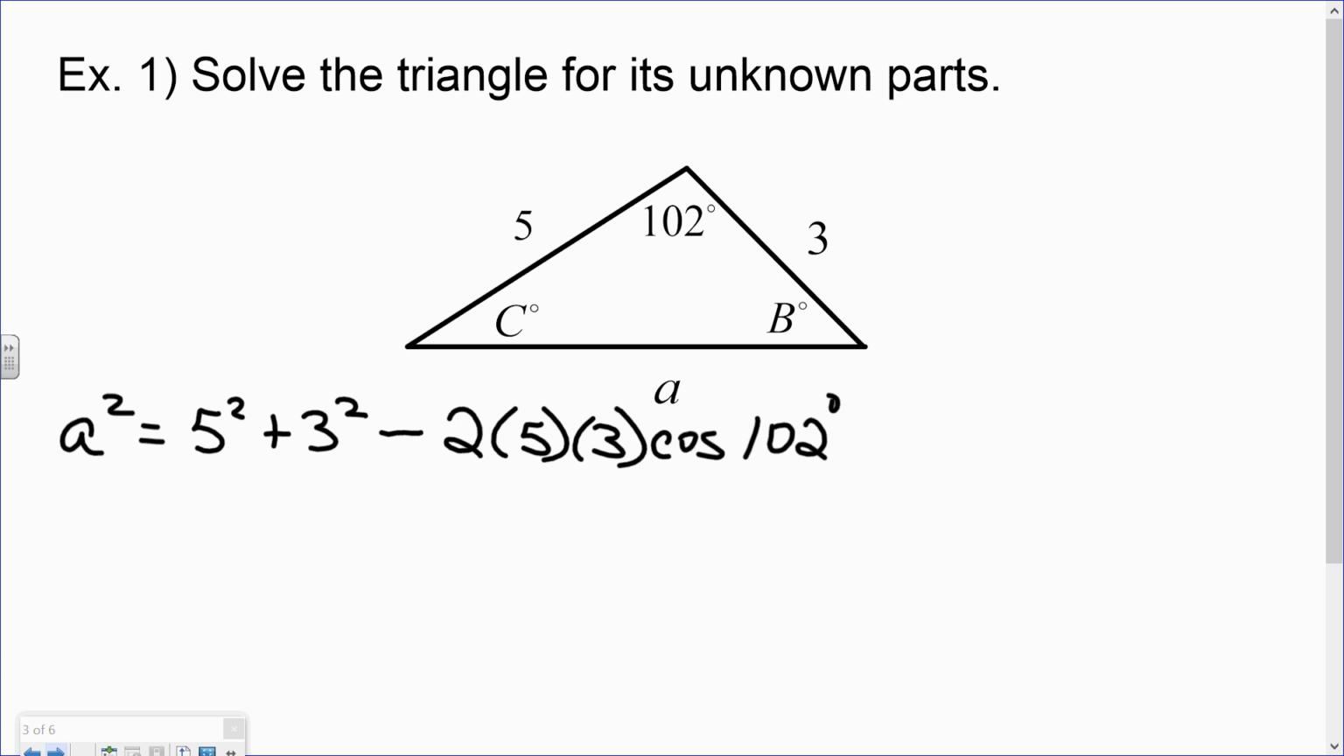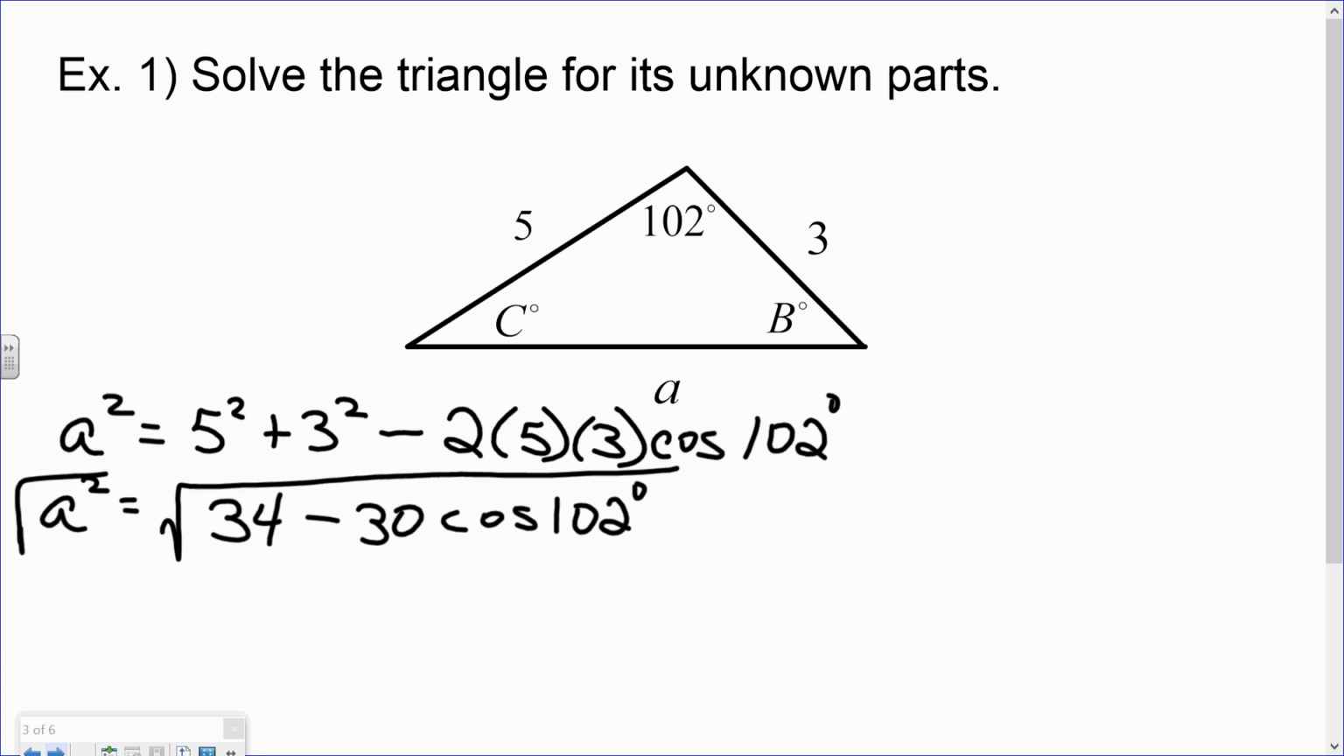And this is where you guys are going to start helping me out here. We're going to clean that up just a little bit for what you're going to enter on your calculator. You're going to know that A squared is, we could do 25 plus 9 is how much? 34 minus how much times the cosine? 30 times the cosine of 102. And that's going to be A squared. So what am I going to have to do to get A? So we're going to do our algebra to get what it is we have to enter all in one step. So you're going to enter it just like that on your calculator to get A.